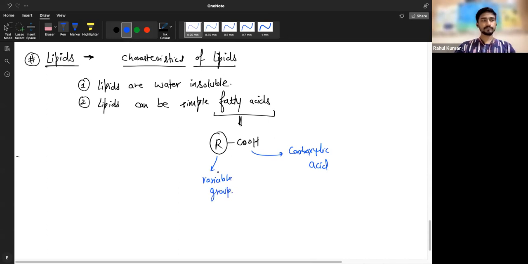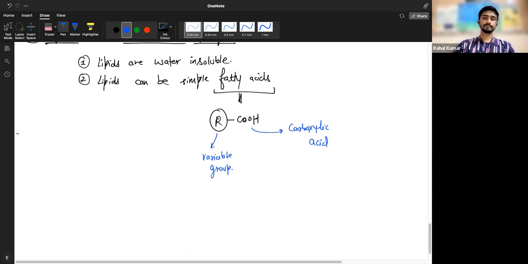If you start with the simplest, this R can be CH3. If that R is CH3, what does the molecule become? CH3COOH. Remember that? People, yes or no? At least say something so that I know that you are understanding. So write down: a fatty acid is a carboxylic group attached to a variable R group.